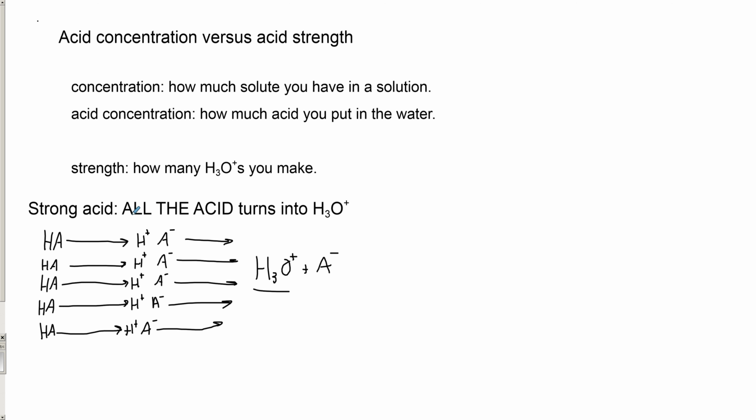Actually 100%. So that means that if I have 1 mole per liter of HCl, that's going to translate into 1 mole per liter of H3O. In a strong acid, the acid concentration is the same as the H3O concentration.